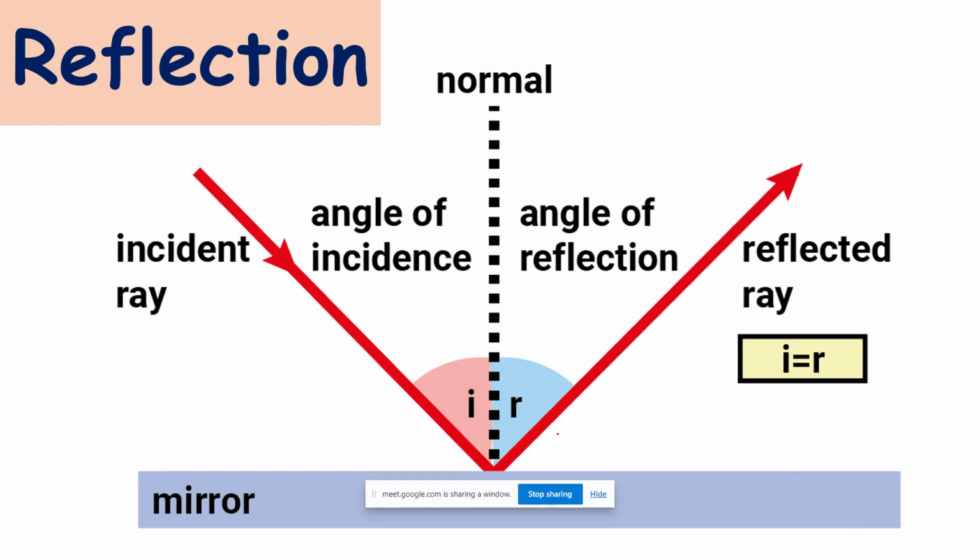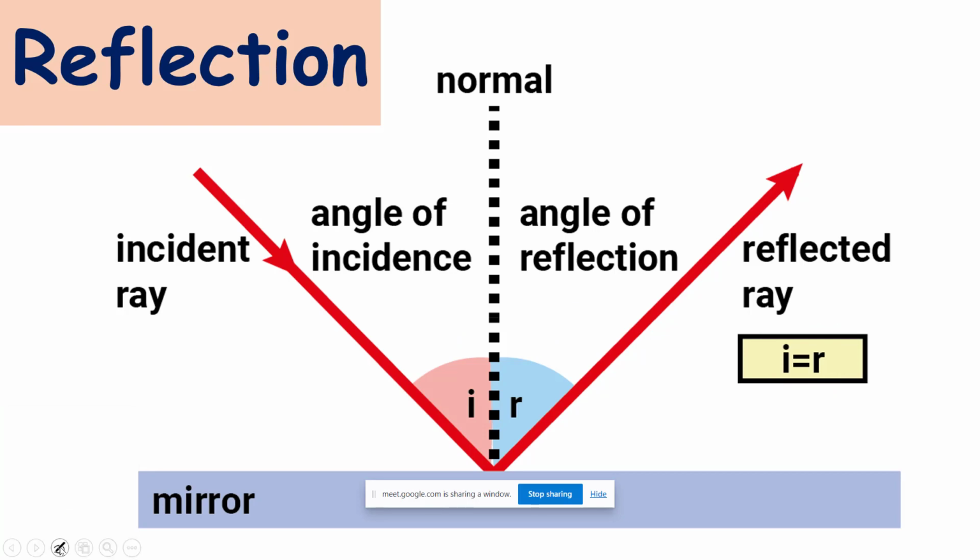I equals R. Look at this. If I equals 60 degrees, what about R? R is 60, the same. Because I equals R. Do you understand? Yes or no, student?